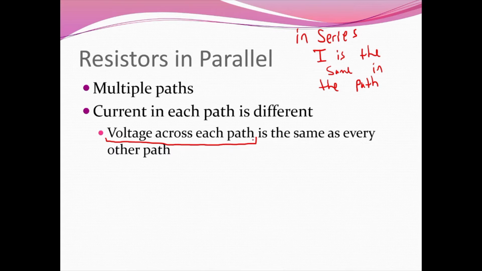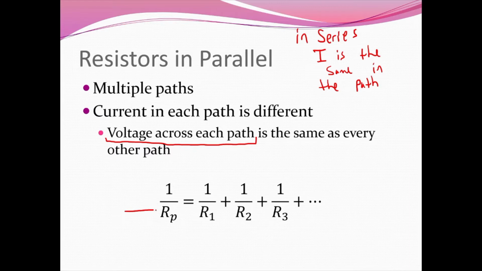Okay, so this leads us to the following relationship with resistance, where the resistance has a kind of weird inverse relationship. This is my total resistance in parallel. So 1 over the total resistance is going to be 1 over R1 plus 1 over R2 plus 1 over R3, and so on.